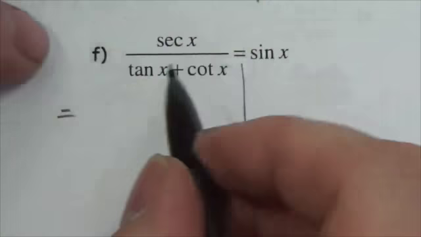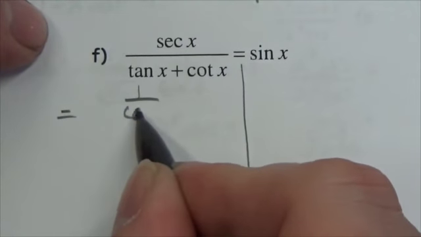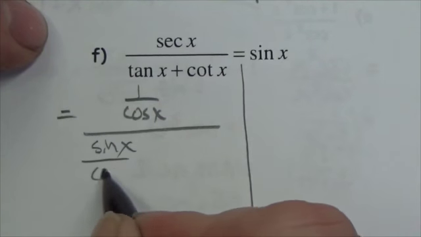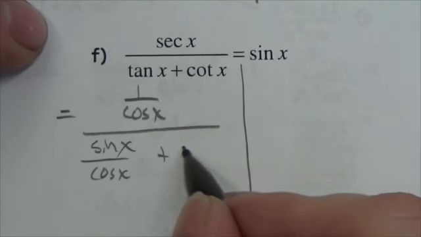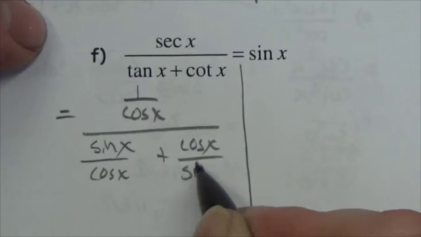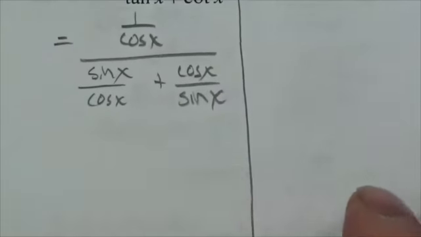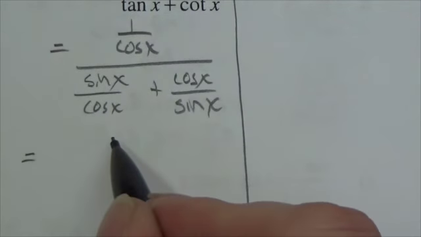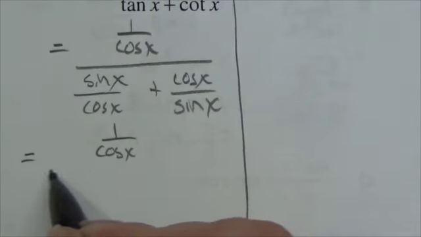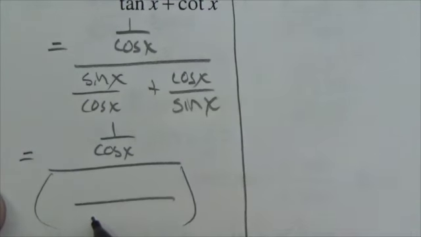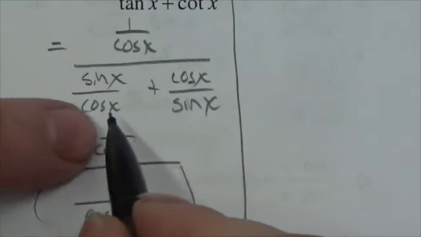But I do see fractions in the denominator. Actually, I see fractions everywhere, because secant is 1 over the cosine of x. Tangent is the sine of x over the cosine of x. Cotangent is the cosine of x over the sine of x. So I see lots of fractions here. What I'm going to do is add those two fractions in the denominator. Sorry, I want you to be able to see it when I work on it. So I'm going to get 1 over the cosine of x. Now down here, my common denominator is going to be cos x sine x. I'm going to multiply them together.